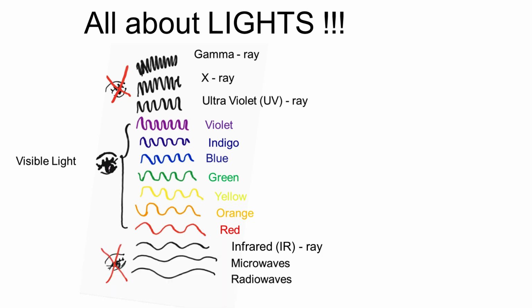Now let's look at the longer wavelengths: infrared rays, microwaves, and radio waves. Infrared ray is a kind of thermal energy. The human body gives off infrared energy, so there are infrared goggles for night vision. Microwaves we use to warm up food. Radio waves are radio, FM, AM, TV sounds.